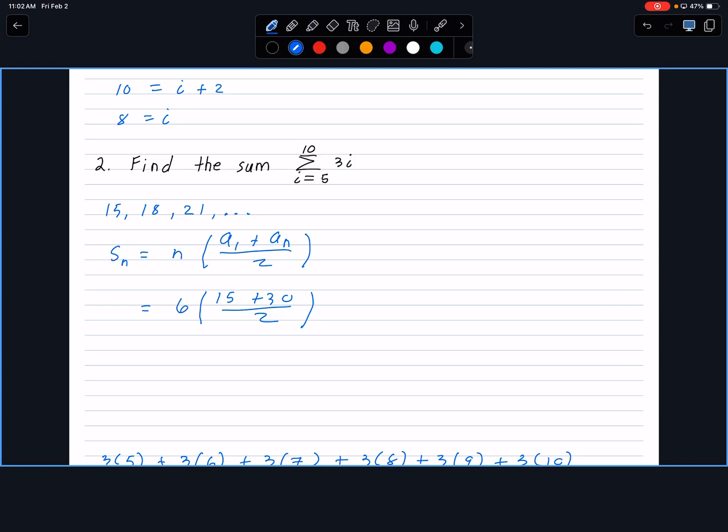So n is 6. So if you want to find the number of terms, one more time, you take the top number, subtract the bottom number, add 1. That will always give you the number of terms. Okay? In regards to number 2.